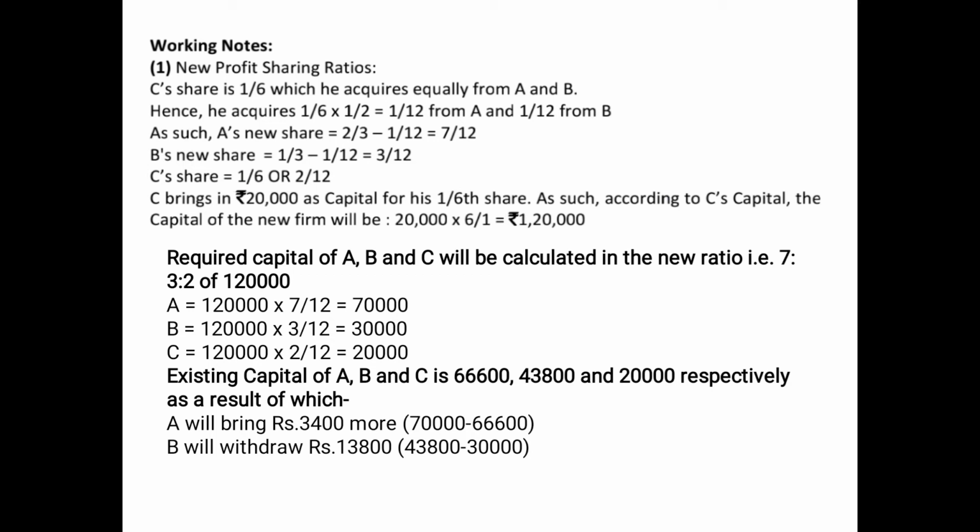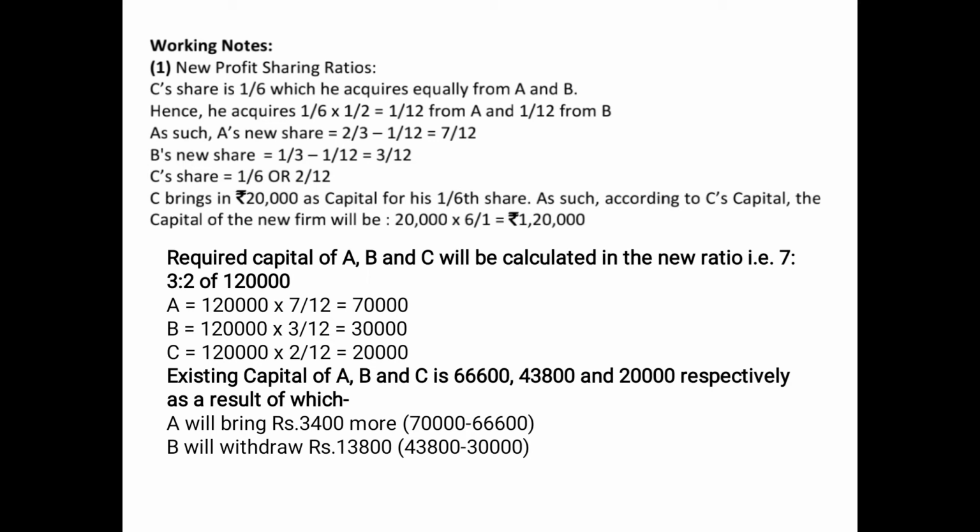So the new PSR of A will be his old share 2 by 3 minus his sacrificing share 1 by 12. So after adjusting the LCM, the new share of A will be 7 by 12. And similarly, B's old share 1 by 3 minus his sacrificing share 1 by 12. So his new share will be 3 by 12 after adjusting the LCM. C is coming for 1 by 6.